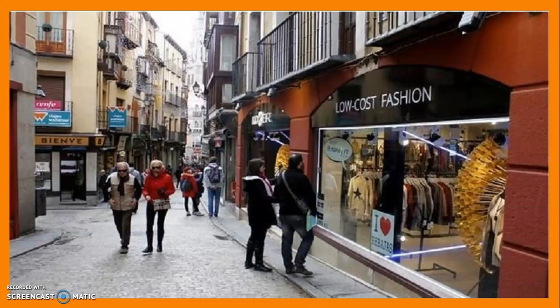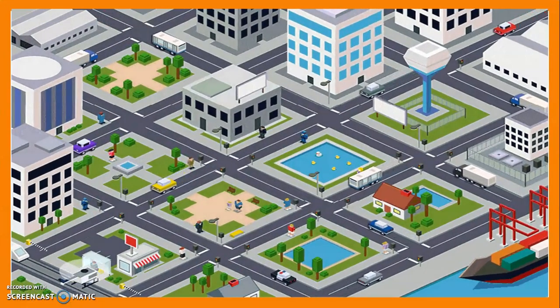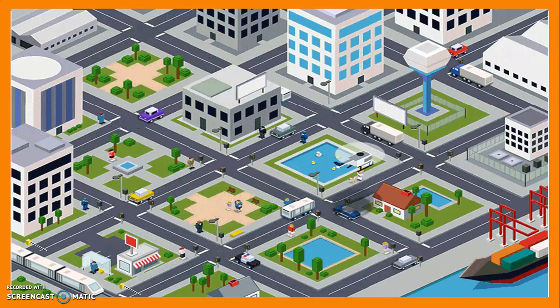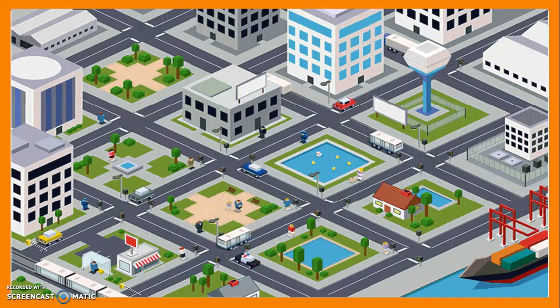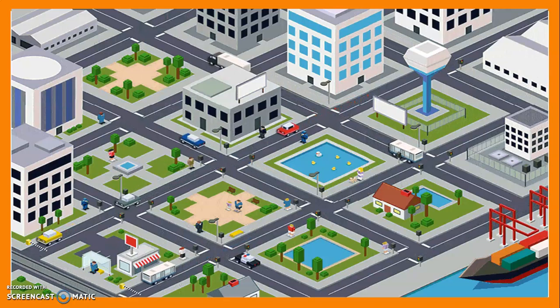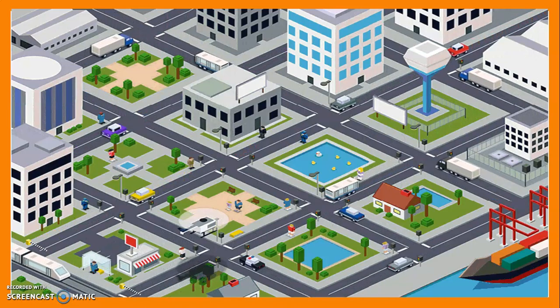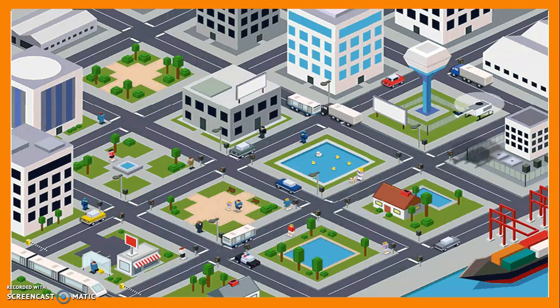Okay, so let's check the next part now. Look at this. What can you tell me about this picture? That's right, it's a city, right? Okay, what other things can you see there? Yes, a helicopter, yes, around the town, that's right.